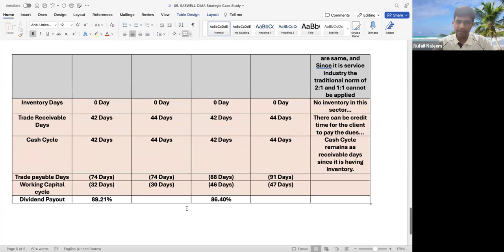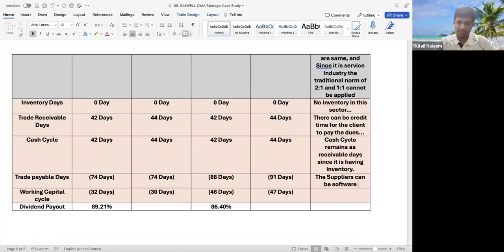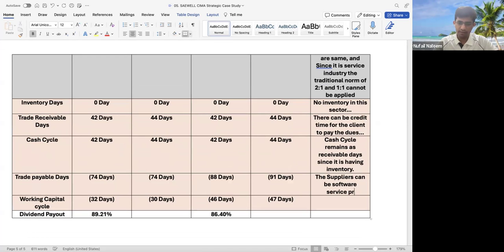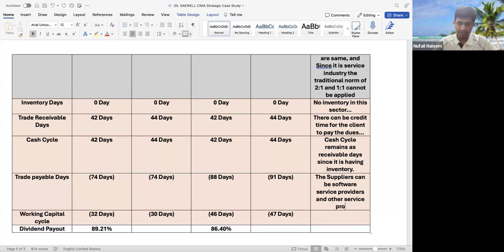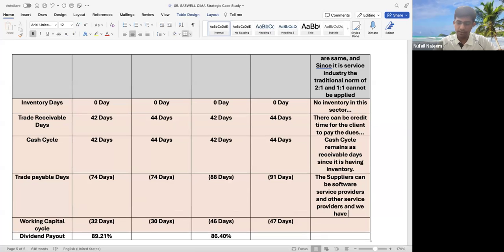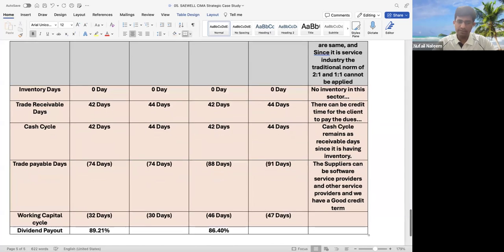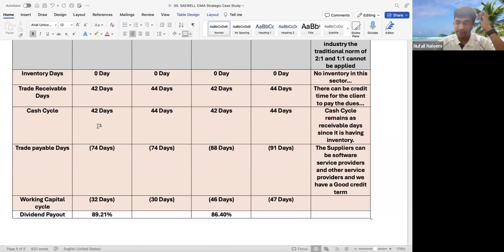Now, in this case, the trade payables, now 74 days, 74 and 88 days. So I'll write down here, the suppliers can be software service providers and other service providers, and we have a good credit term. Now you see here, students, we have money within 42 days and we have 74 days credit period. That means for 32 days we have excess cash.